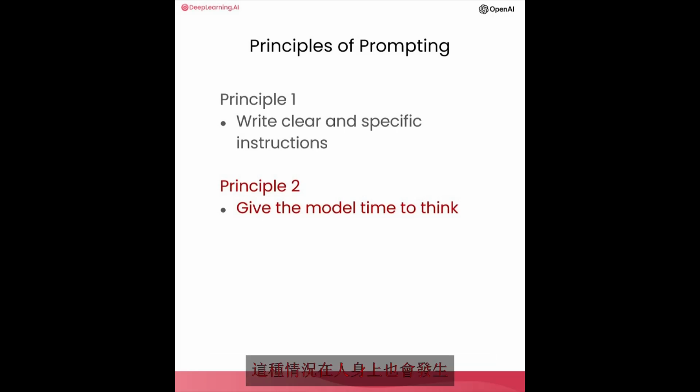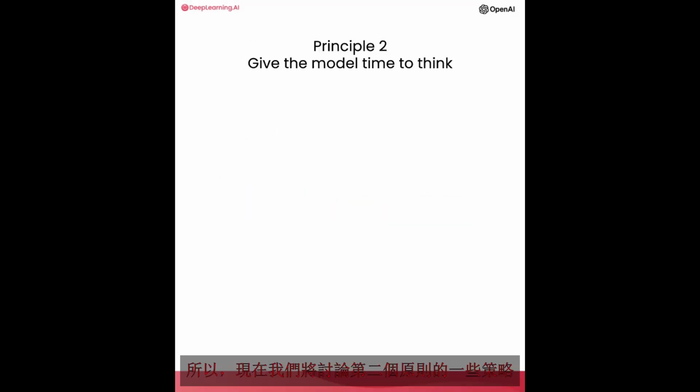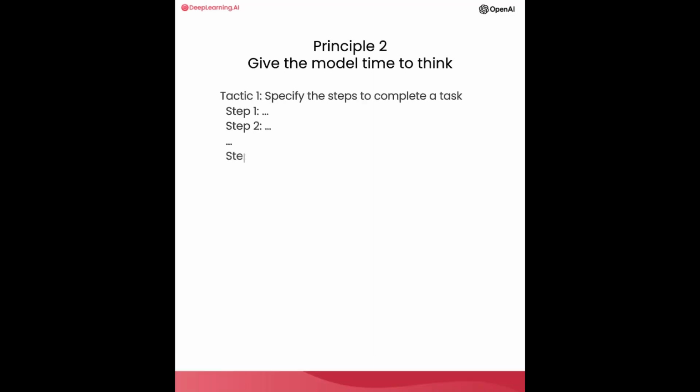And this would happen for a person too. If you ask someone to complete a complex math question without time to work out the answer first, they would also likely make a mistake. So in these situations, you can instruct the model to think longer about a problem, which means it's spending more computational effort on the task. So now we'll go over some tactics for the second principle, and we'll do some examples as well. Our first tactic is to specify the steps required to complete a task.